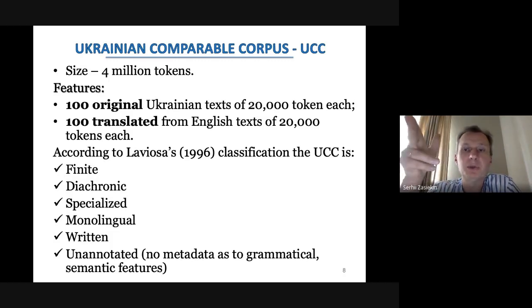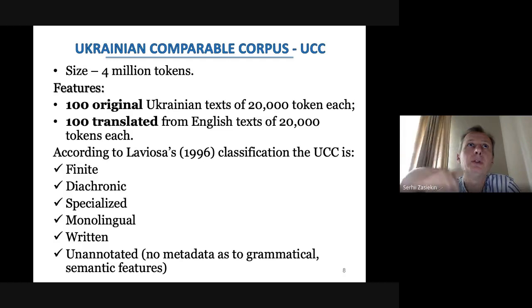The second subcorpus contained 100 texts translated from English into Ukrainian, and the size of those texts was 20,000 tokens each.